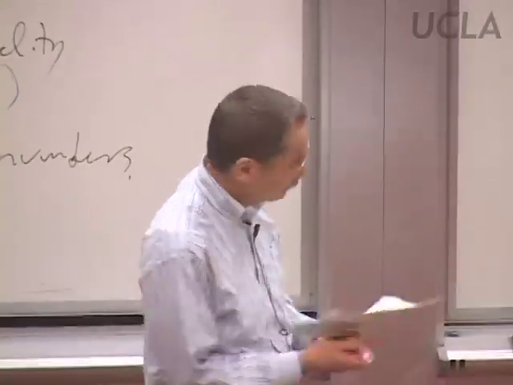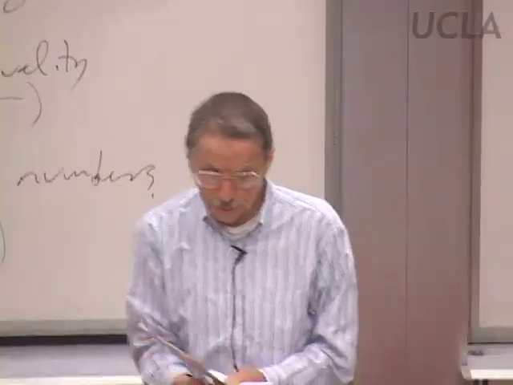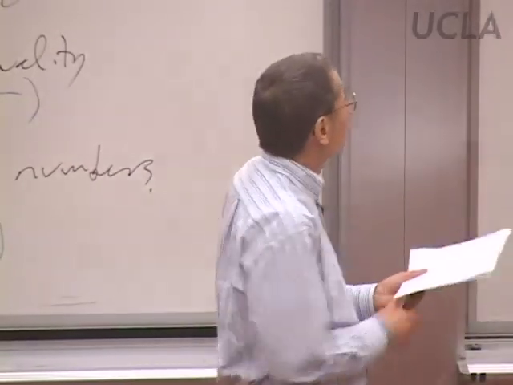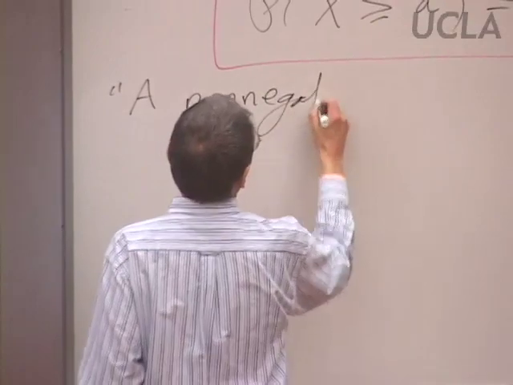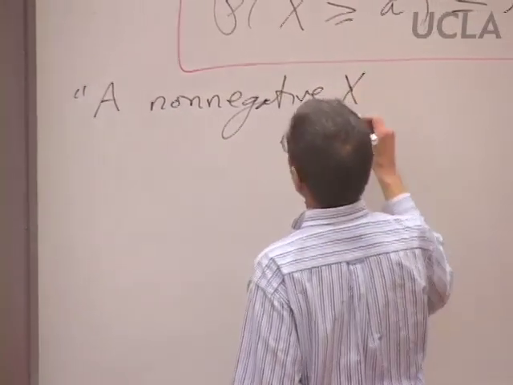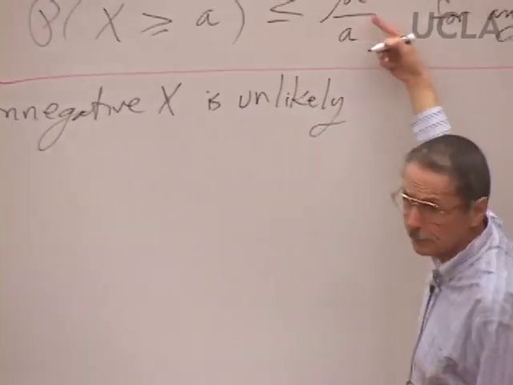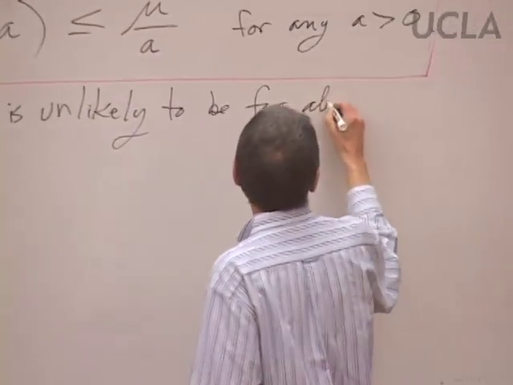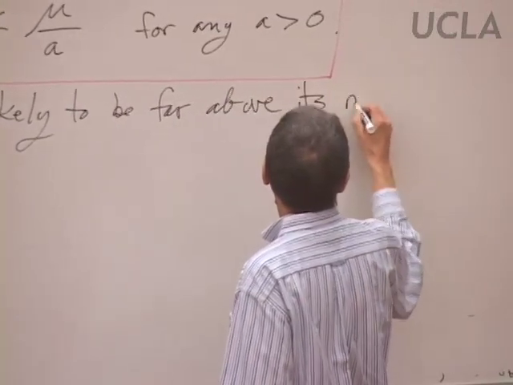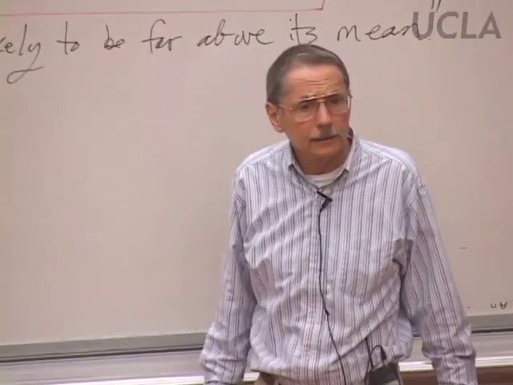And an informal version in words, it's telling us that a non-negative random variable, say X, is unlikely, because we can put a specific bound on the probability, to be far above its mean. Well, that's an informal version. This is what it actually says.